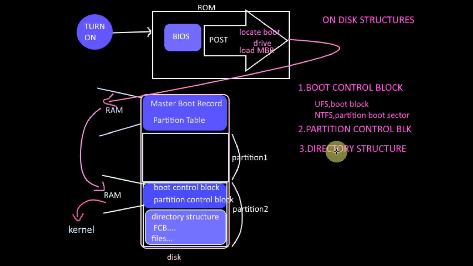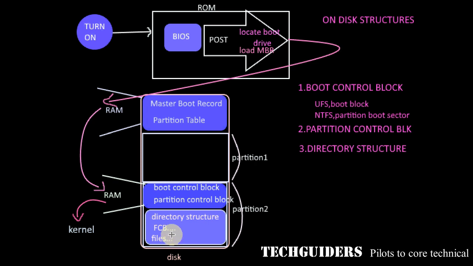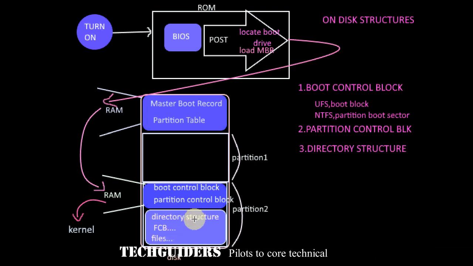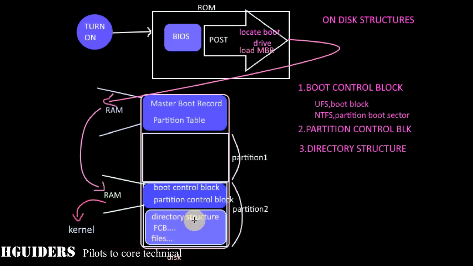Next one is the directory structure. We have already discussed the directory structure in the file system interface module. The file system organizes the files residing in the different blocks of a partition with the help of a directory structure and by maintaining information regarding all the files, including their location, in the file control block. Hence, the next on-disk structure is FCB, or file control block.